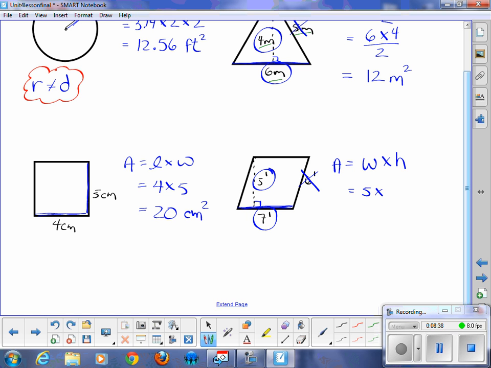So 5 times 7 is 35. And what did I do it in? I did it in feet again. So feet squared. So square feet.